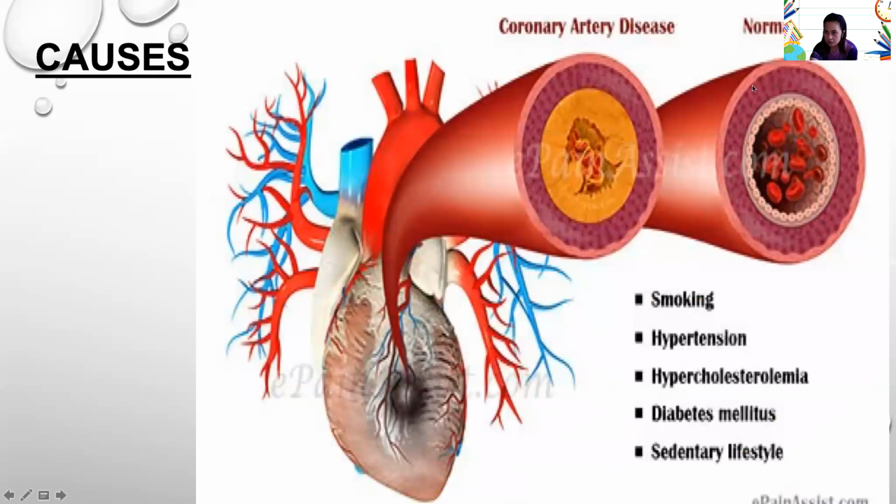So imagine, this is your normal artery sa puso. Ito yung coronary artery disease. So imagine niyo hindi na makakalusot yung blood dito. So pwede yan, mamatay yung puso.